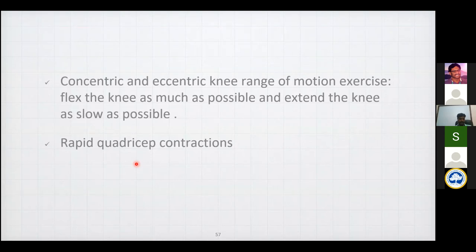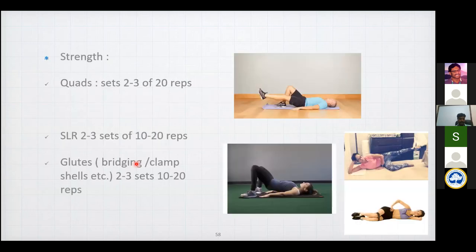1, 2, 3, 4, 5, 6, 7, 8, 9, 10. So the quadriceps is contracting, and the heel is coming up. This gains the momentum and there is quadriceps strengthening as well. This also helps in reducing the swelling. There's pumping on the joint and then the healing is more easily done.